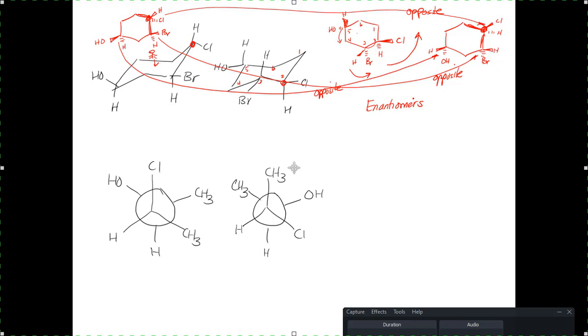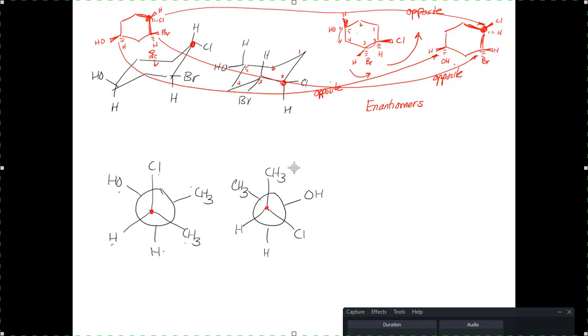Okay. Newman's. For Newman's, the first thing I should do is check for meso. So front carbon has a hydrogen, a chlorine, and a methyl. The back carbon has an OH, a methyl, and a hydrogen. Cannot be meso. Next thing I do is check and make sure it's in the same orientation. Front carbon has the chlorine.